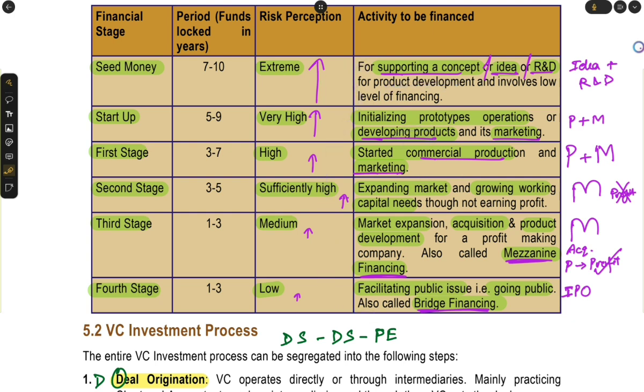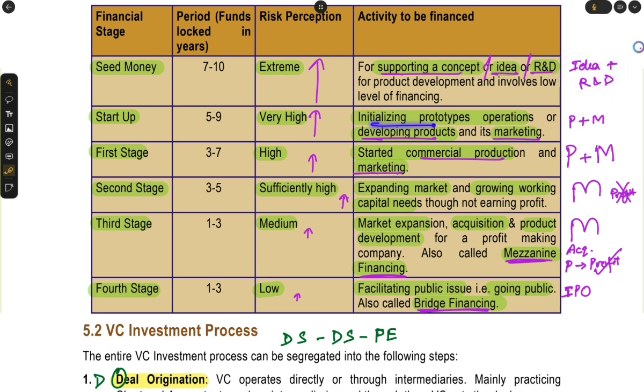There is extreme risk, very high risk at the startup stage, and as we go stage by stage, the risk keeps lowering. In the seed money stage, there is an idea plus an R&D team, and product development is going on. It involves a low level of financing because the investor doesn't know the feasibility, so he might not invest much.